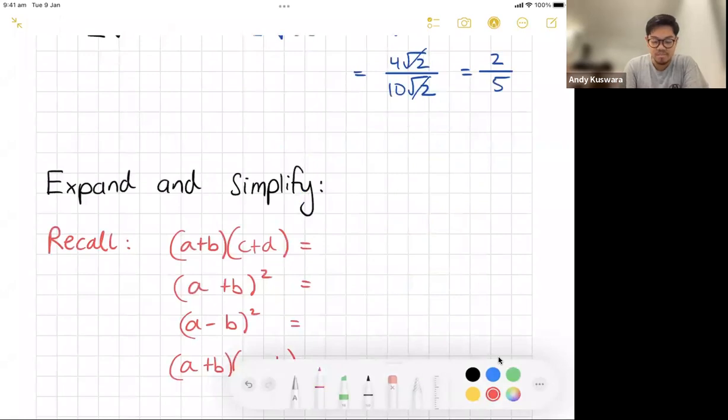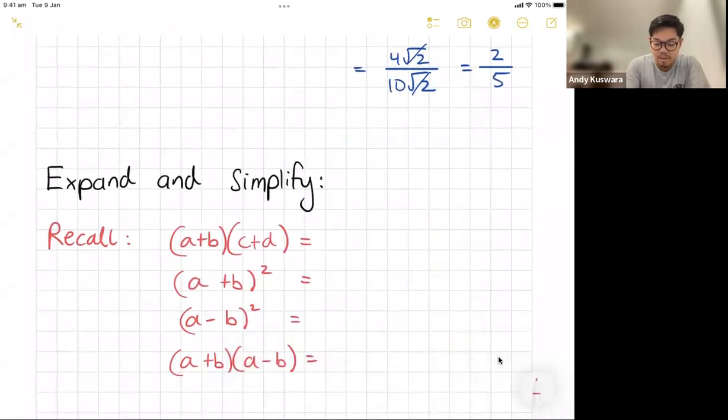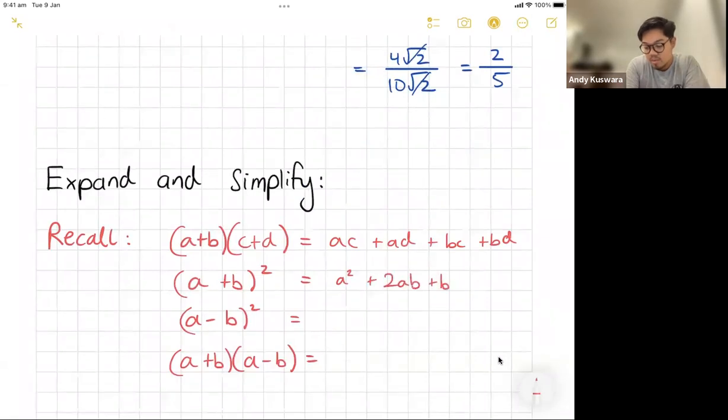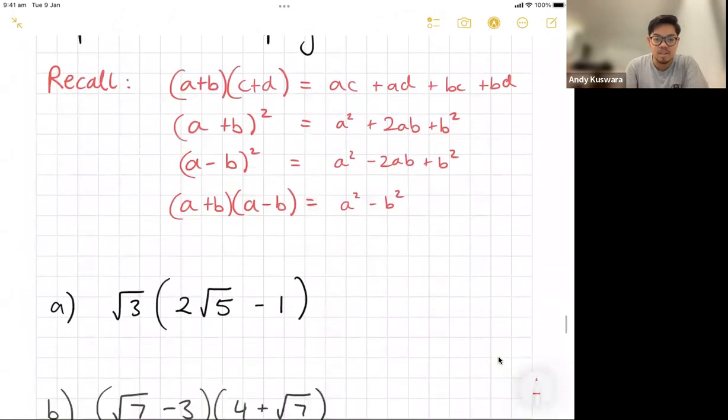So there's a trick. Just remember that if I expand these out, this gives me AC plus AD plus BC plus BD. If I have A plus B squared, that's a nice one. That's A squared plus 2AB plus B squared. A minus B squared is the same thing, just minus the 2AB. And then the last one, A plus B, A minus B, becomes a difference of 2 squares. That's A squared minus B squared. So these ones here are just going to help us out.